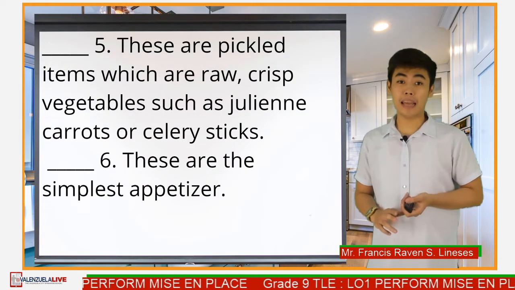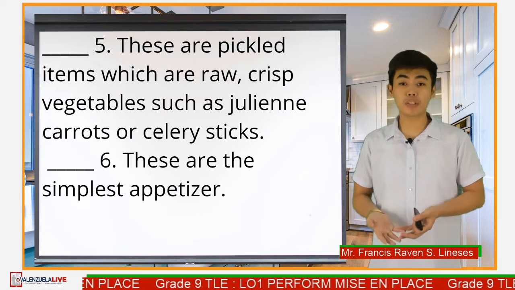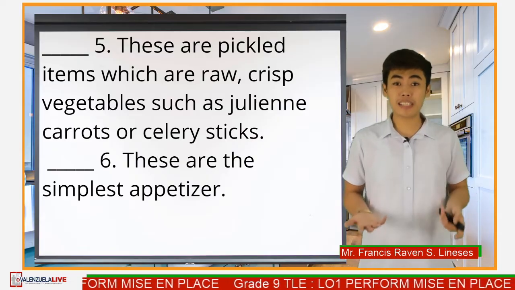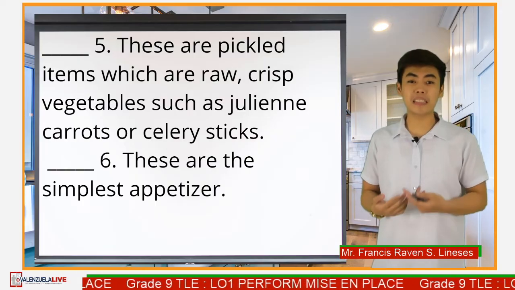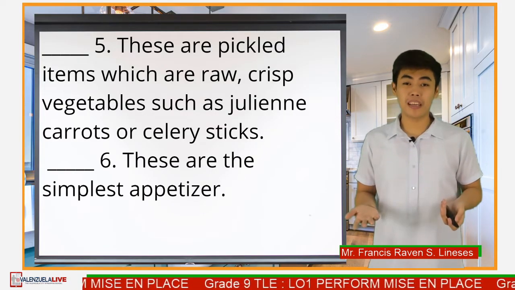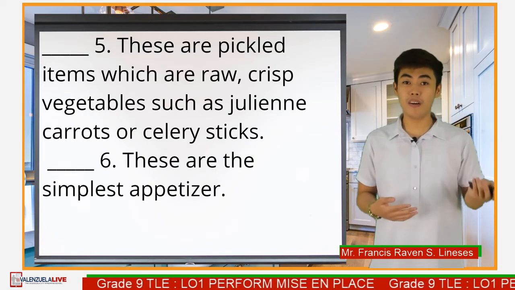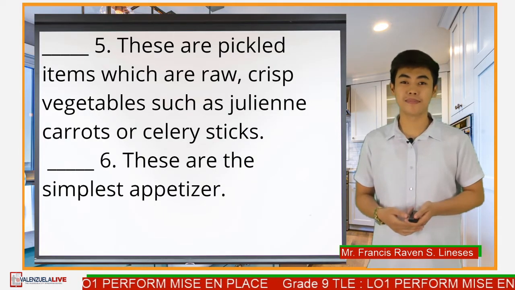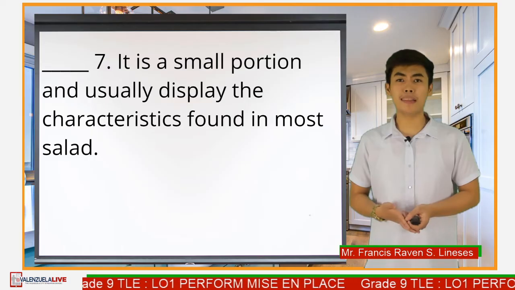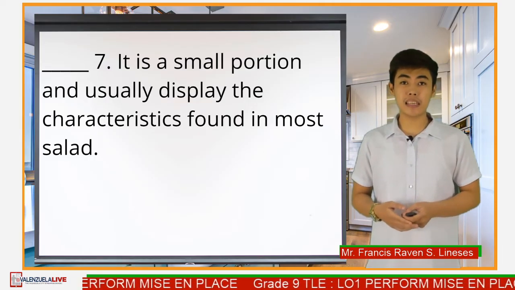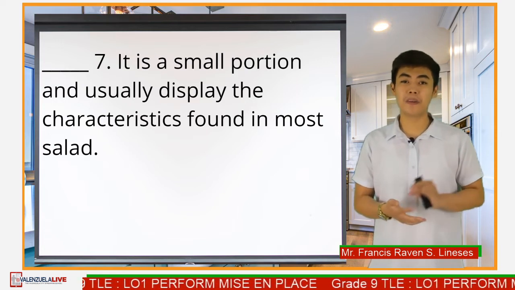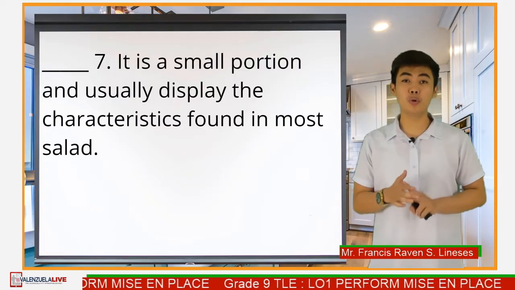It is a pickled item which are raw, crisp vegetables such as julienne carrots or celery sticks. Then number 6, these are the simplest appetizers. Okay, are you done? Can we proceed to the other slide? Number 7, it is a small portion and usually displays the characteristics found in most salads. Okay, 5, 4, 3, 2, and 1.